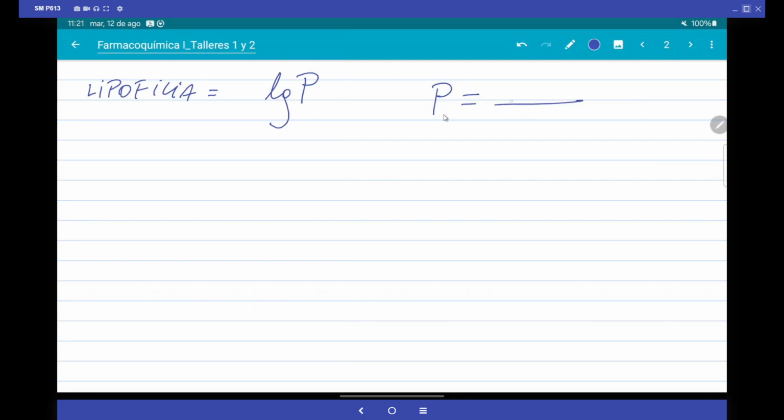How much does the molecule solubilize? In the octanol phase versus in the water phase. And this distribution, those square brackets that you see there, that is molar concentration. How much of the molecule is solubilized in octanol? How much of the molecule is solubilized in water? Octanol and water are immiscible. Octanol is an alcohol and is not miscible in water.